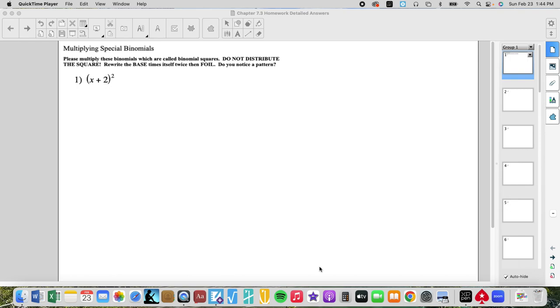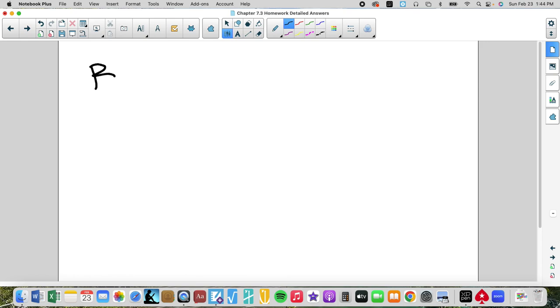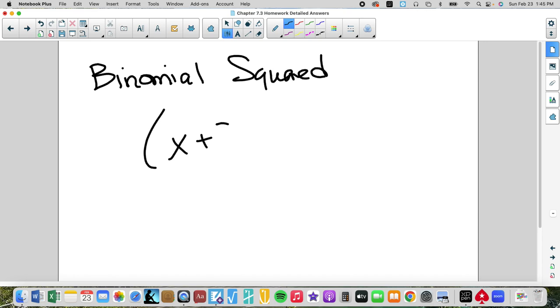7.3 deals with special cases. So what are binomials that are special cases? Well, we have two instances. We have what we call binomial squares. Binomial, two terms, squared. Well, it's a binomial, x plus 3, quantity squared. So that's a binomial squared.